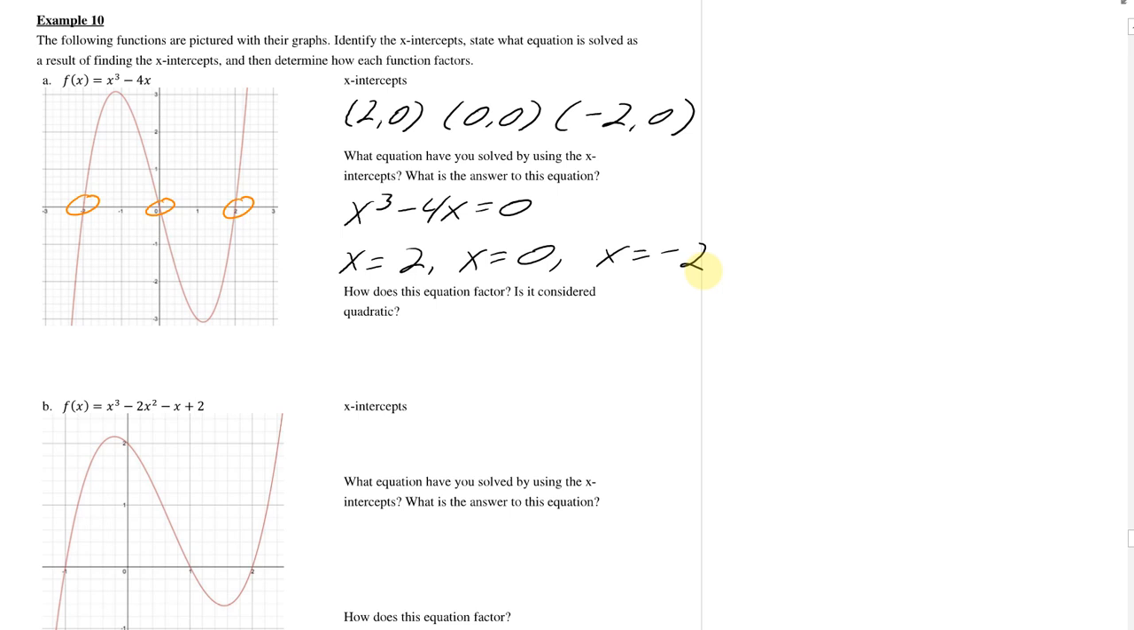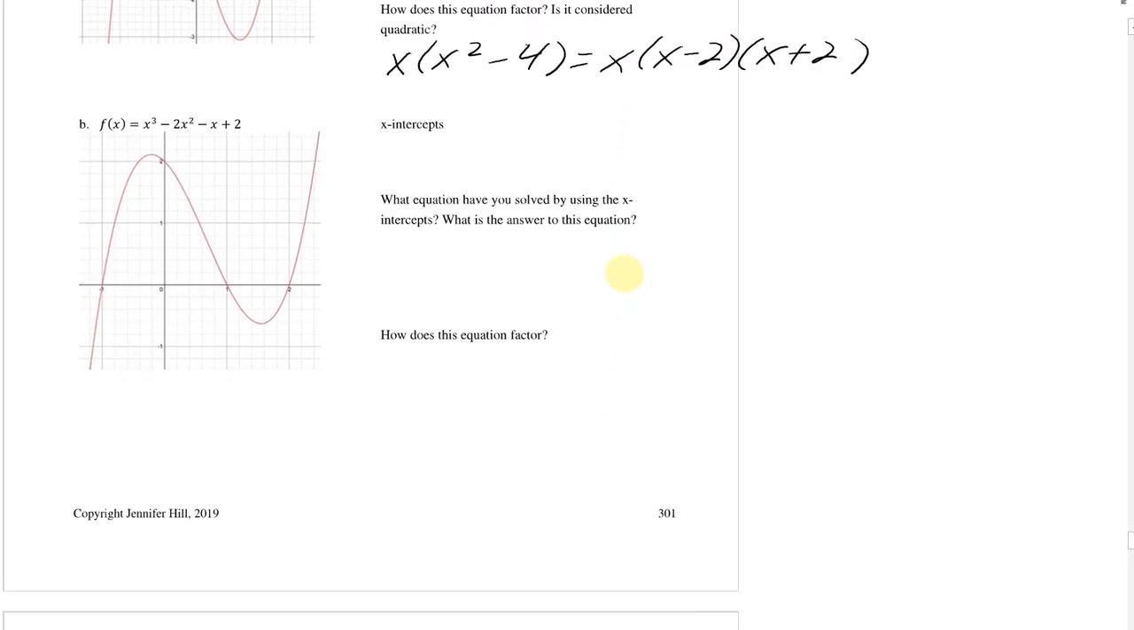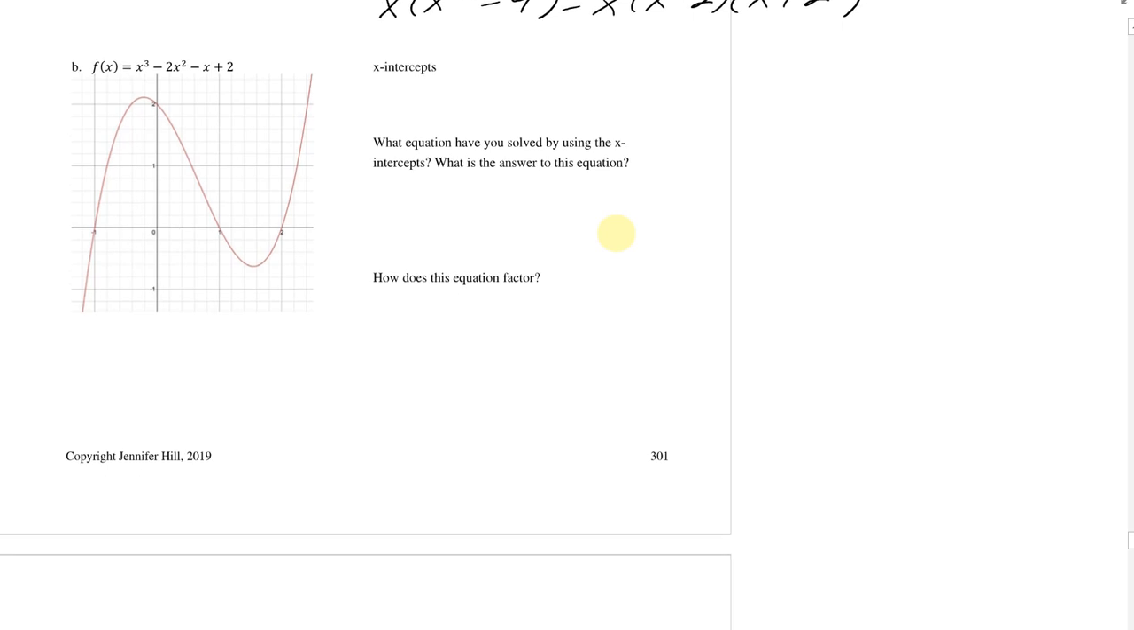Now, let's see if that's true. Can I factor x cubed minus 4x? Well, I can actually, right? I could technically take out the GCF. So the GCF here is x. So this will be x times x squared minus 4. And this will totally factor as x times x minus 2 times x plus 2. So here you go, and there are your solutions to that equation. So they're all connected.